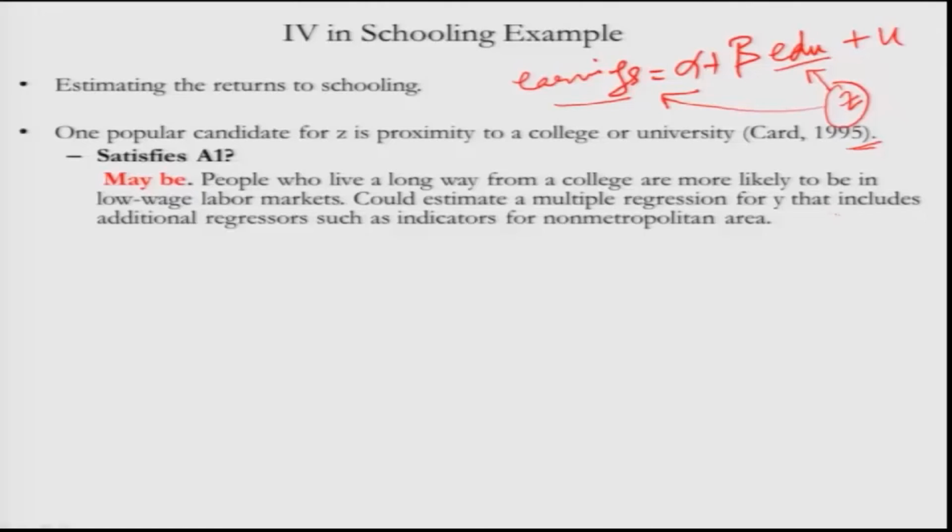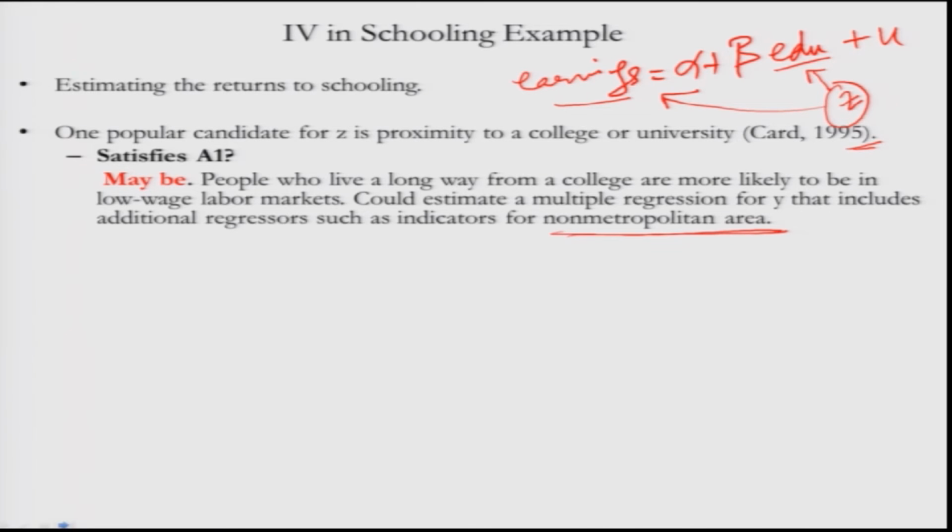What you could do is control for the fact that you live in a different labor market. Now, if let us say there are only two channels through which proximity to college can affect your earnings, one is education, one is a high wage labor market, then controlling for the high wage labor market, all you have is the effect of Z, which is proximity, on earnings through education. So, this is what it says, that we could still estimate a multiple regression for Y that includes additional regressors such as indicators for non-metropolitan area, which is a proxy for a labor market.